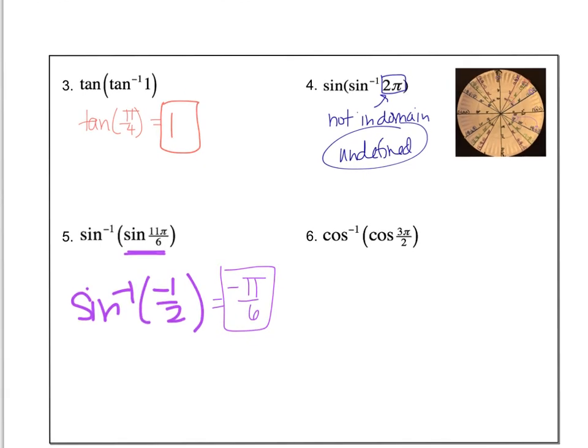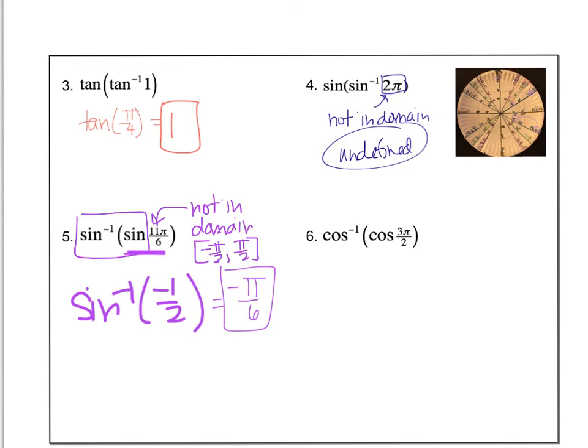So these ones are an example where this doesn't just cancel out, because this is not in the specified domain. It's not between negative pi over 2 and pi over 2. So we had to use our plate to work to get the answer. So take a minute and try number 6 on your own and see if you can do similar. So see if you can do that same thing with number 6.